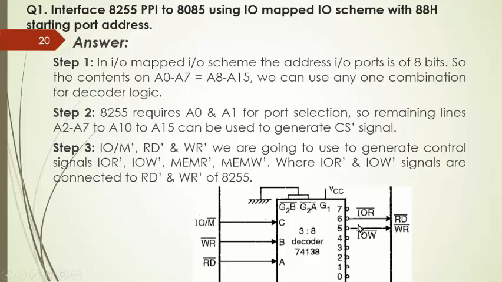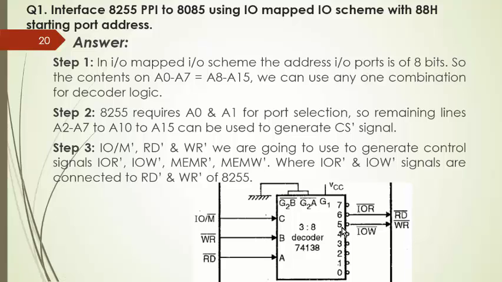So this is the logic diagram. Here we can see the IO/M bar, write bar and read bar are connected to the 3 to 8 decoder, and the outputs of the decoder we connect to read bar and write bar of 8255. Now, how are we getting the output from the 5th and 6th pin?